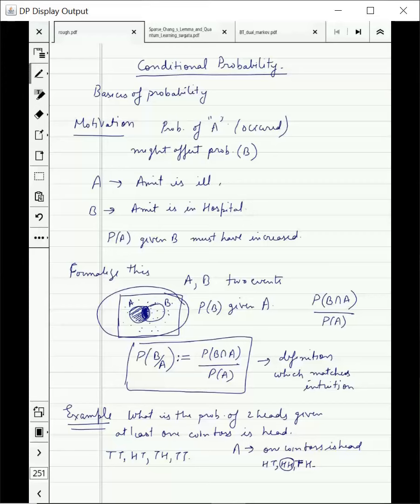But we can derive it using our formula. So probability of B given A, what is B here? We get 2 heads. So this should be equal to probability of B intersection A divided by probability of A, which is 1 by 4 divided by 3 by 4. It makes sense.